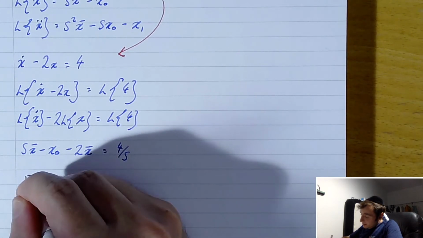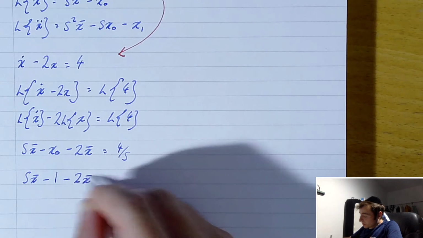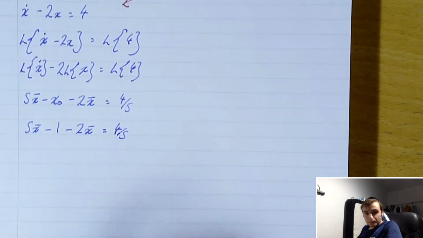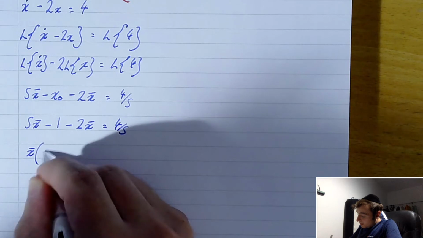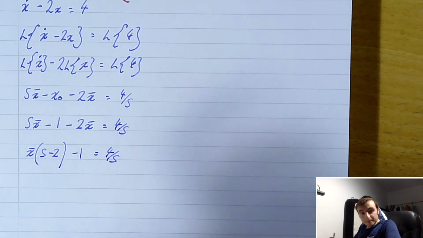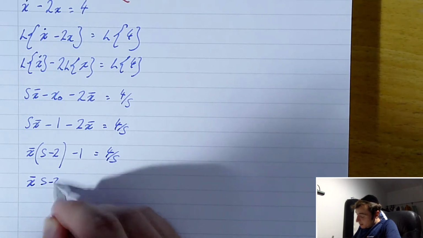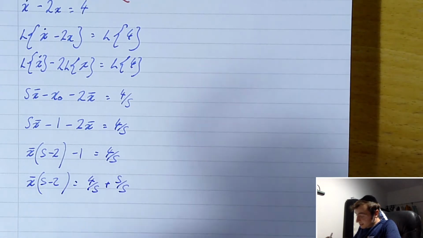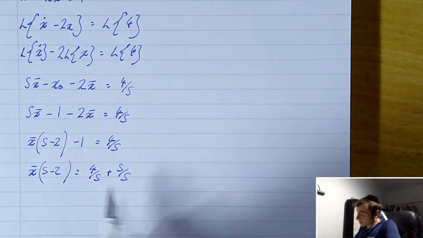So we can now say that x bar times (s minus 1) minus 2x bar equals 4 on s. So let's simplify the algebra here. x bar (s minus 2) minus 1 equals 4 on s. Now I'm going to take the 1 to the other side. So we can say that x bar (s minus 2) equals 4 on s plus s on s. So s on s is 1, so I've just taken the 1 to the other side.